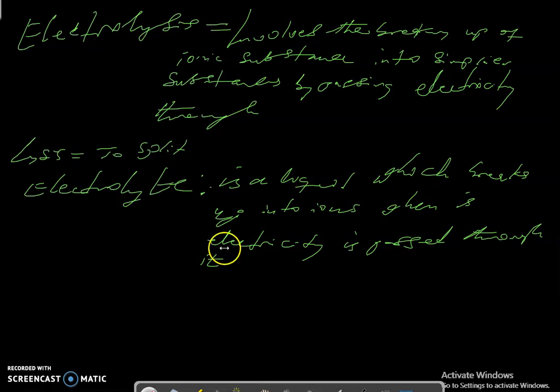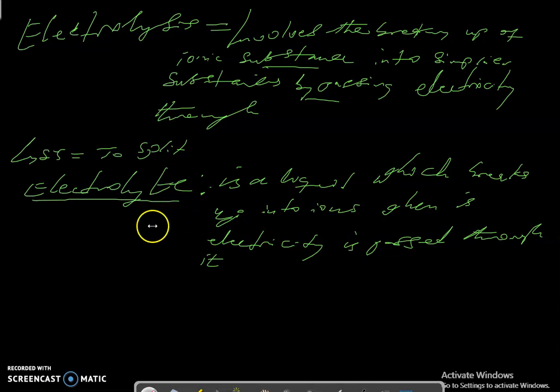Now, what does this mean? If you look back at the definition of electrolysis, we are trying to split up an ionic substance into simpler substances by passing electricity through it. That ionic substance which we want to break into simpler substances must first be dissolved in water. When we dissolve it in water, the ions are free to move around and to carry the electric current that we will pass through it. Once we dissolve the ionic substance in water, we get electrolyte.